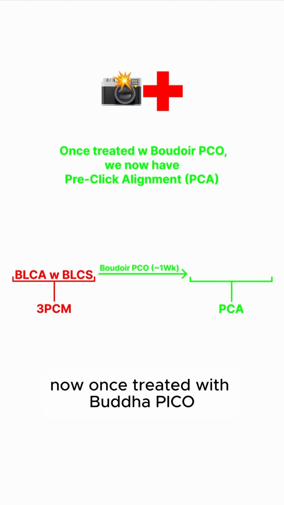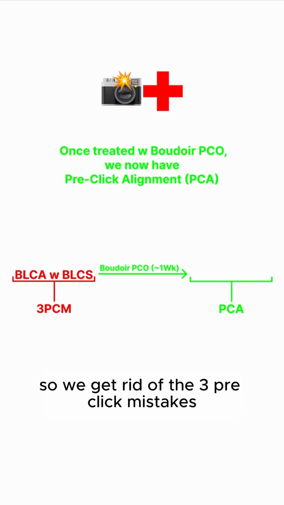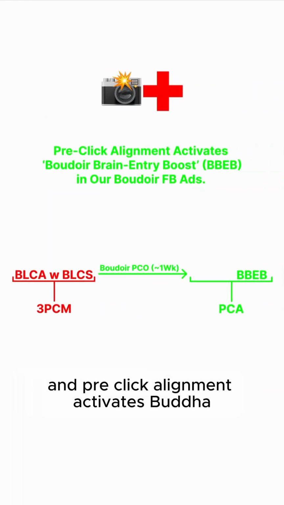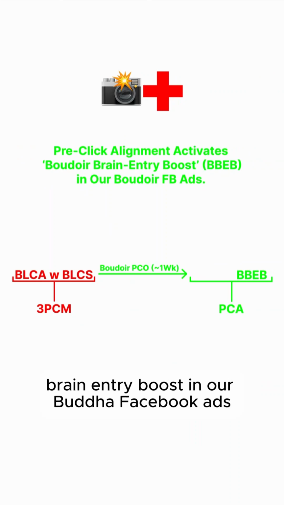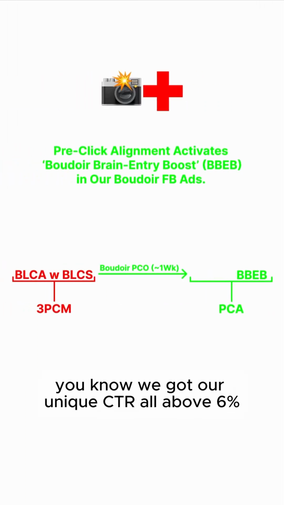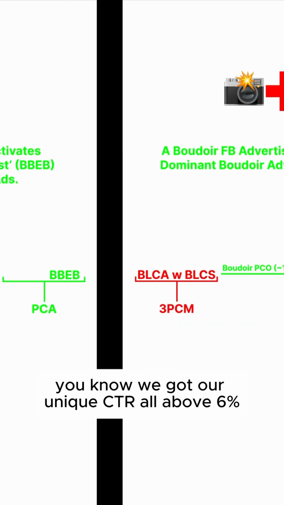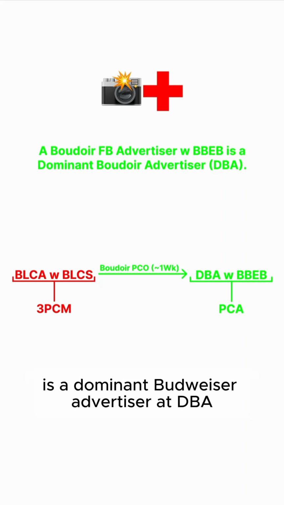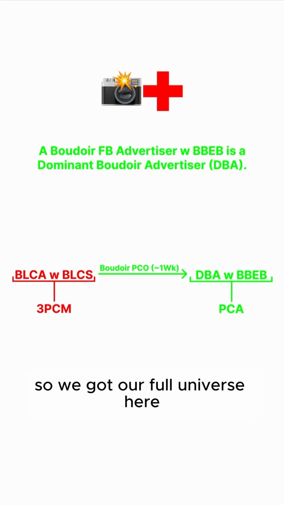Now, once treated with Boudoir Pico, we now have pre-click alignment. So we get rid of the 3 pre-click mistakes, and we now have pre-click alignment. And pre-click alignment activates Boudoir brain entry boost in our Boudoir Facebook ads. And this is basically, we got our unique CTR all above 6%. And a Boudoir Facebook advertiser with Boudoir brain entry boost is a dominant Boudoir advertiser, a DBA.